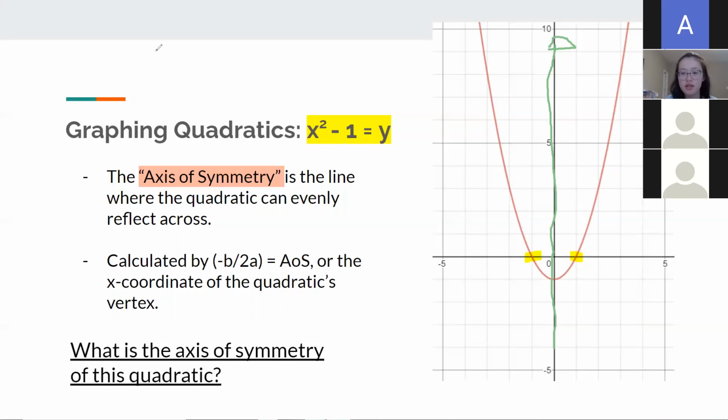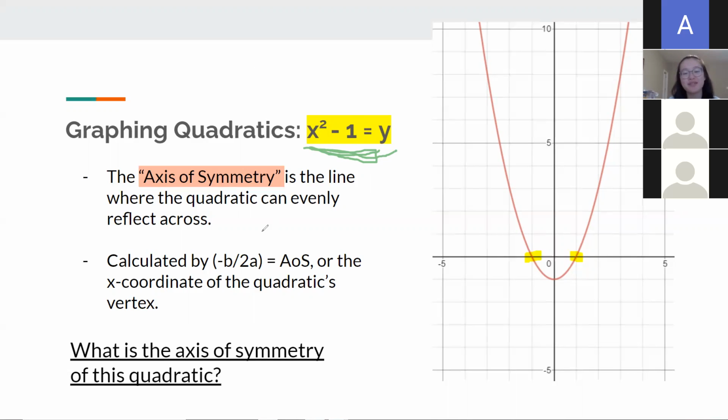So let's also do this algebraically, just to make sure that you guys get it. So let's rewrite the quadratic we have here. What is our a term? For the quadratic x squared minus 1 equals y.